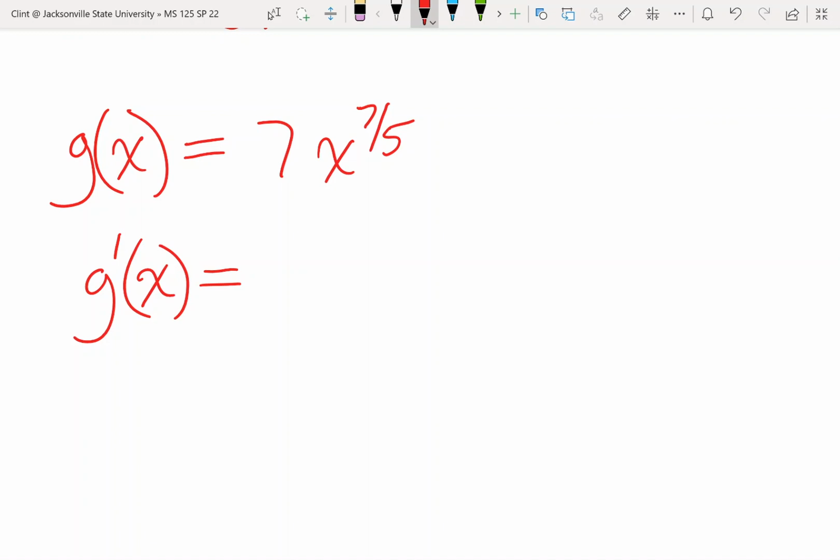So there we would do 7/5 times 7. So what would we get there? Yeah, 7 times 7 would give us 49, and then the denominator is going to be 5. And then if we subtract 1 from the exponent, it'd be 2/5, because our version of 1 we would use would be 5/5. So we get 2/5.